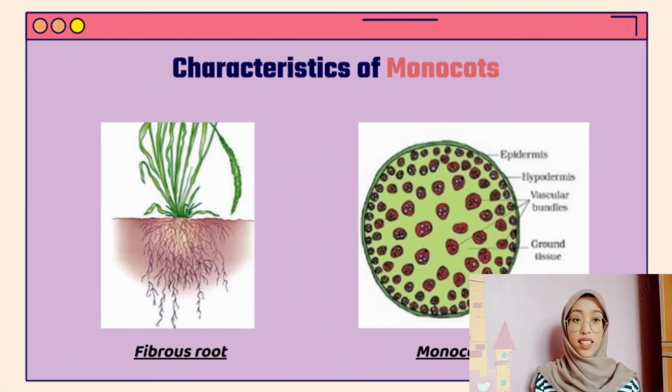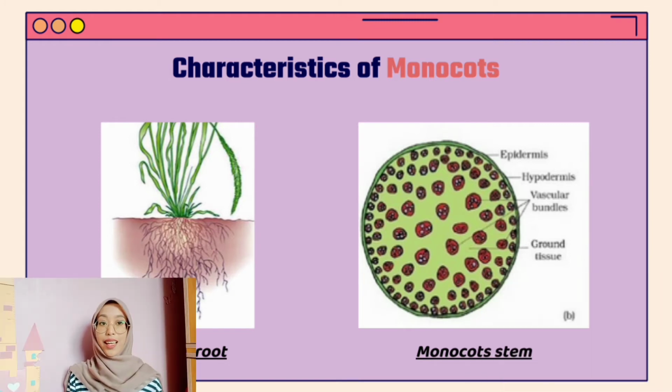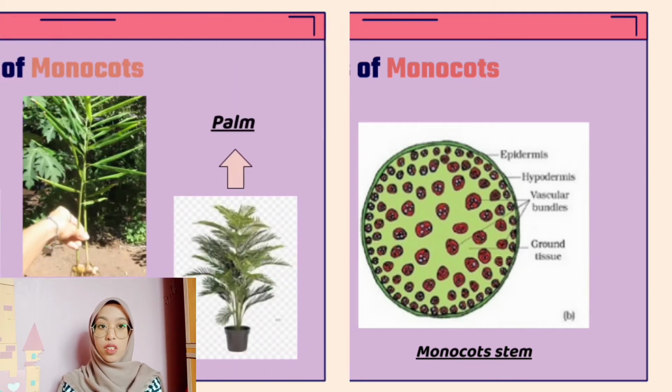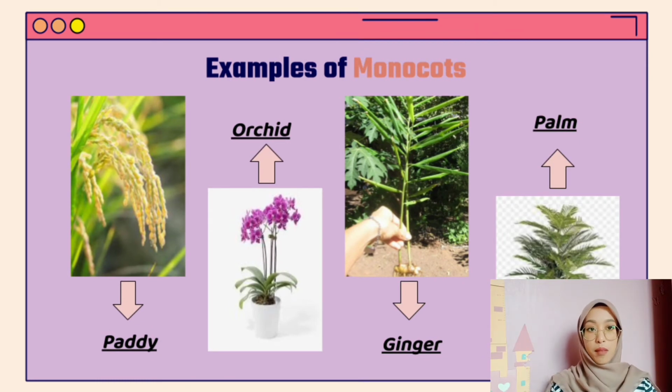The next one is the roots. Monocot roots are fibrous roots, like onion roots. The last one is the stem. Monocot stems are grass-like, in flowering plants, and they have an epidermis. The seed contains one embryonic leaf, or cotyledon. Examples of monocots are paddy, orchid, ginger, and palms.